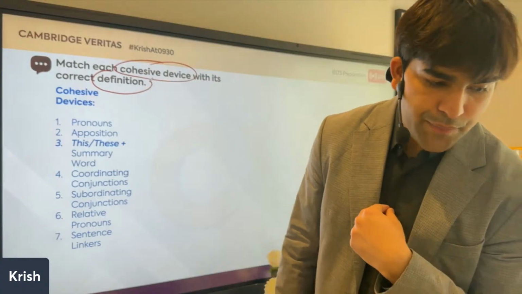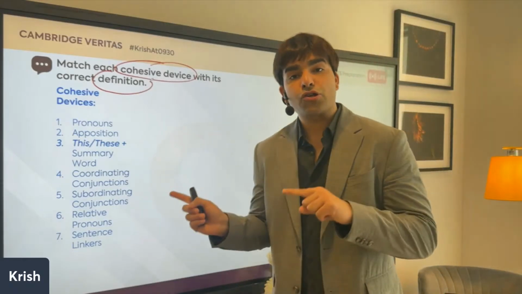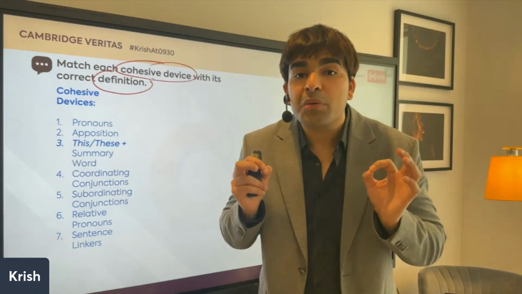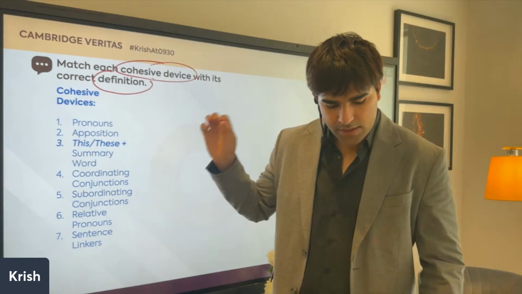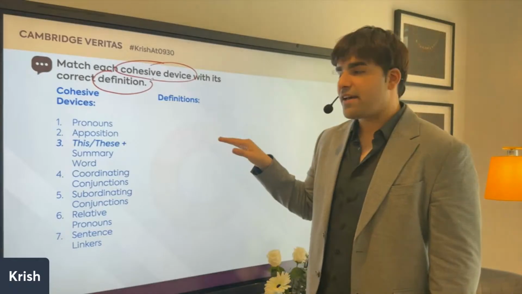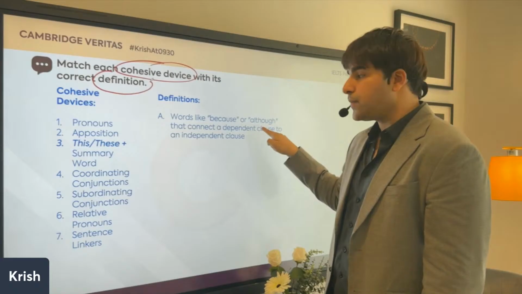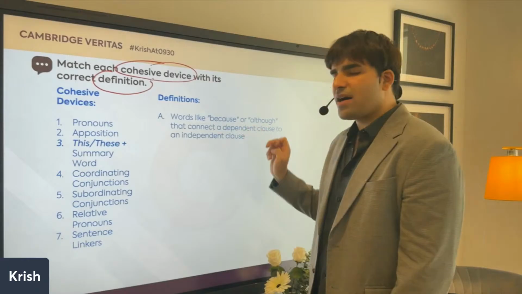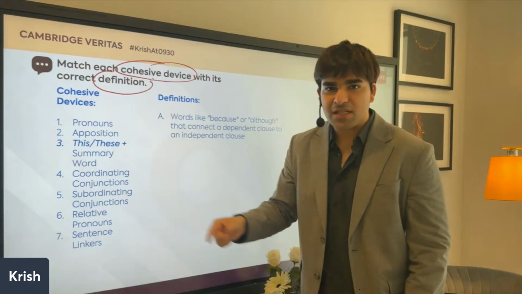All right, cool. Thank you. Now let's move ahead. I will now show you definitions one by one. You and I will read the definition and we will guess what cohesive device it is. Okay? So let's get started. Number one. The first definition is words like because or although that connect a dependent clause to an independent clause. The second part is technical, basically words like because and although. What type of cohesive device is it from the left-hand side of the screen? What do you think?